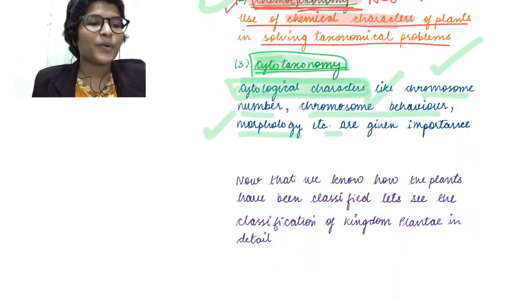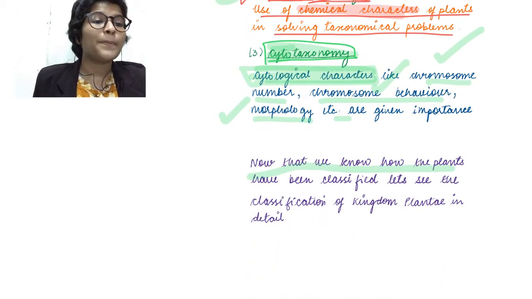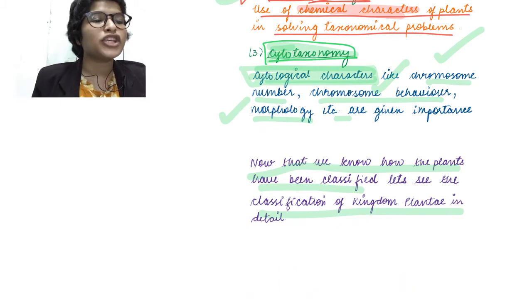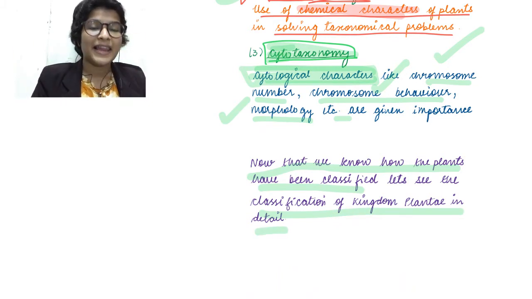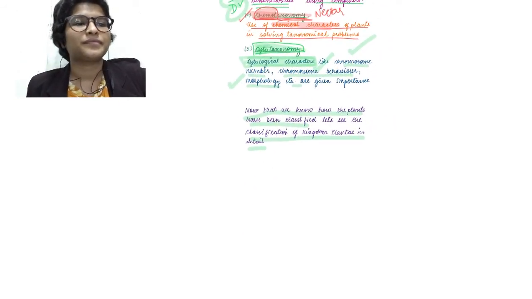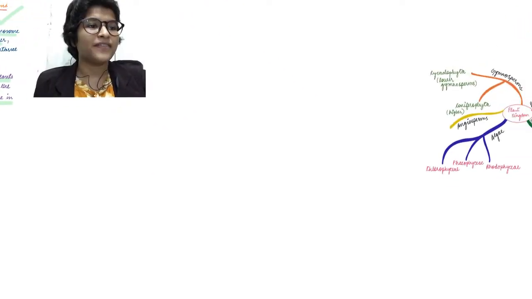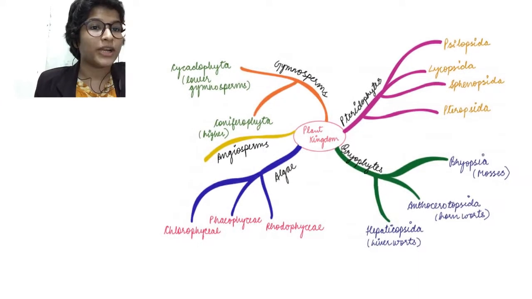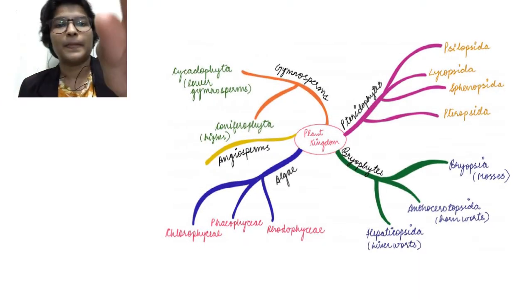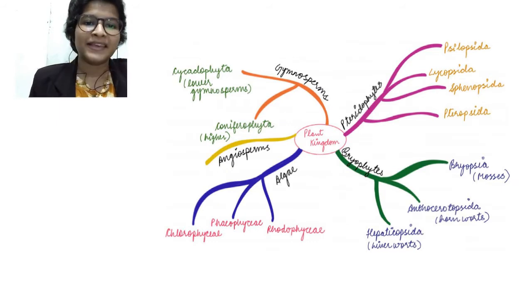So now that we know how the plants have been classified, let's see the classification of kingdom Plantae in detail. Like, let's look at the actual classes made in the kingdom Plantae. Okay. So here I have this nice flow chart which gives us a brief idea of the different divisions of kingdom Plantae.